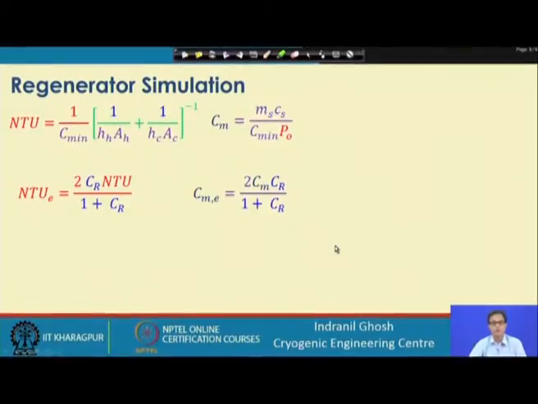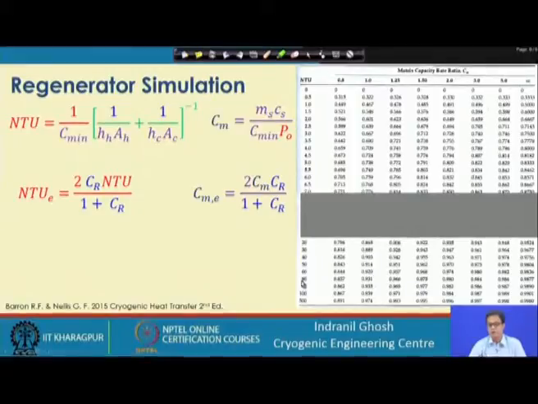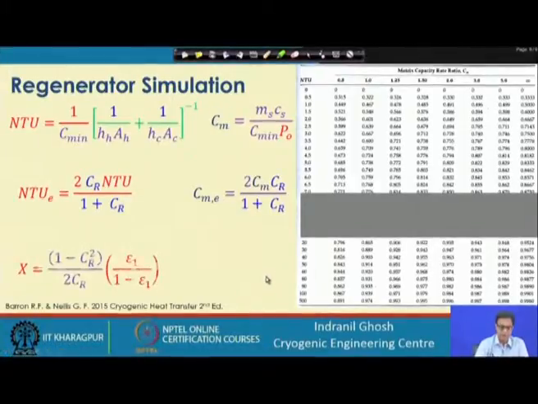Depending on the value of Cr, if it is not 1, we have to find an equivalent NTU and an equivalent Cr, or capacity rate ratio. Depending on that, we will use this chart, given as a function of NTU and Cr, on the basis of the NTU effective and Cr effective values, to find the epsilon. Once we find that epsilon, we have to calculate a factor x, and depending on that x we will be able to find the correlation. We will use this correlation to calculate the regenerator effectiveness. So, this is the procedure to be followed.